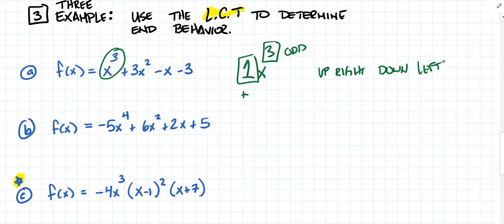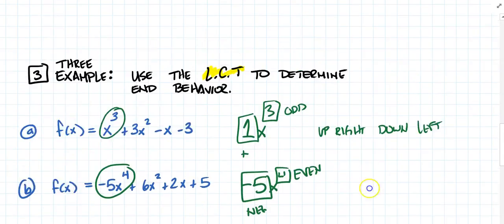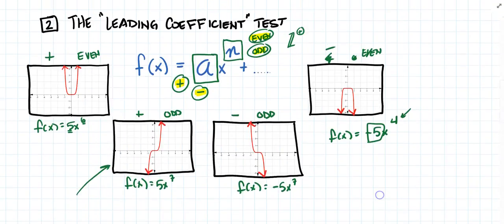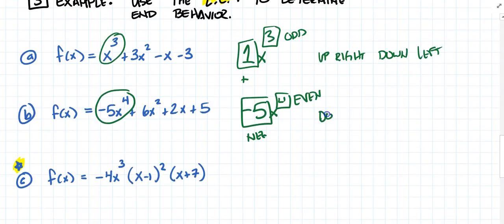Okay, part B. We have negative 5x to the fourth plus 6x squared plus 2x plus 5. Let's take a look at the leading coefficient. I have a negative 5 and x to the fourth. This number is negative, and this number is even. So let's do a little cheat sheet. Which one of these represents negative and even? That's the one that I messed up on. So this is going to be down left and down right.